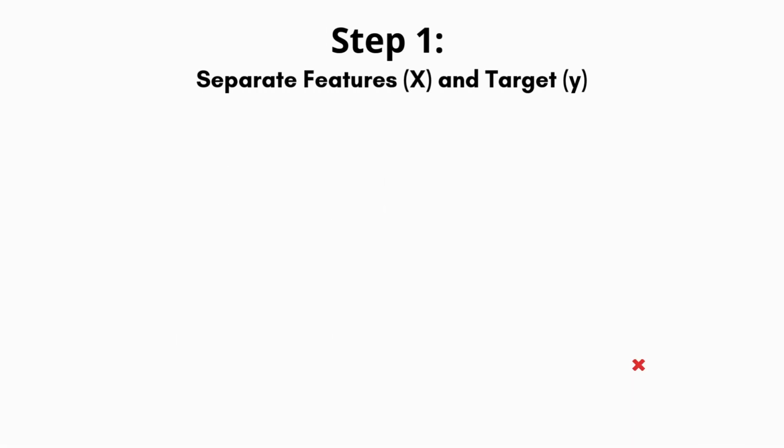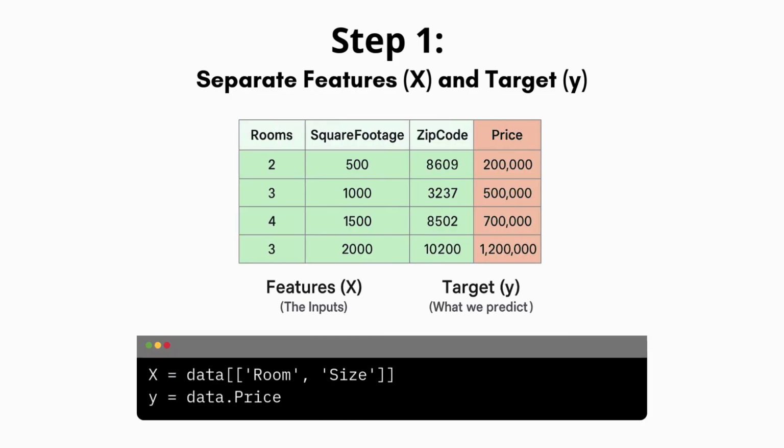Step 1, separate your data. X is your features, the inputs like room count. Y is your target, the prediction, like price.